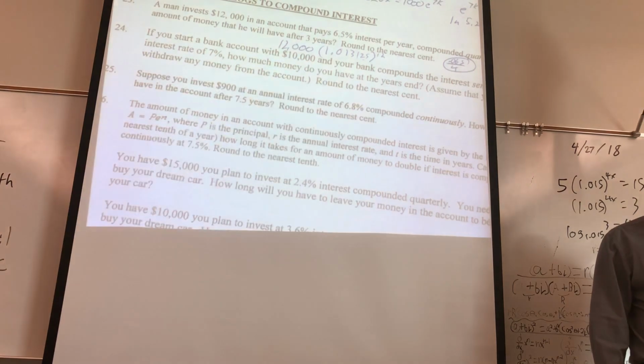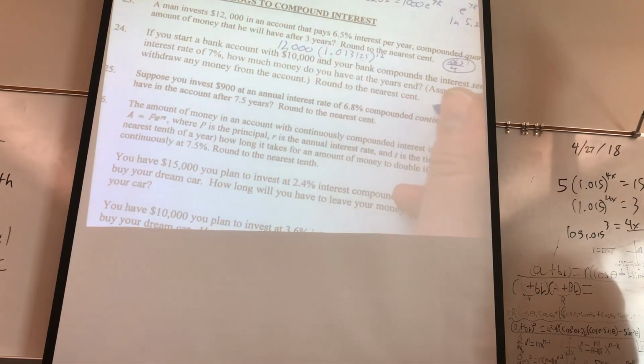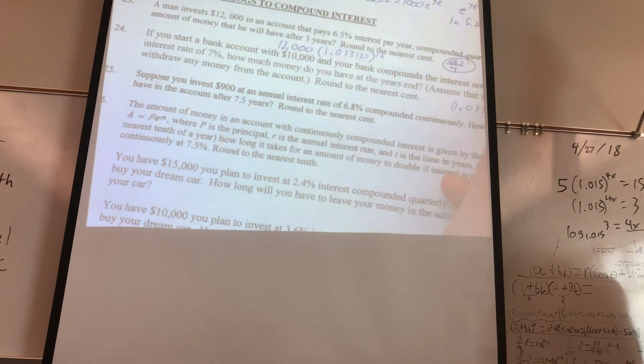Number 24, 10,000, they compound your interest semi-annually. That means twice a year, and if it's 7%, that's 1.035. 3.5%. 1 year would just be, we're times 2, and here's my $10,000.